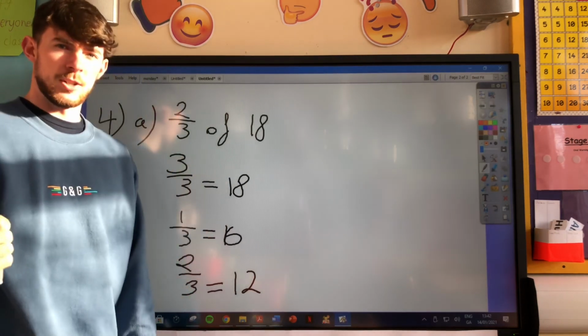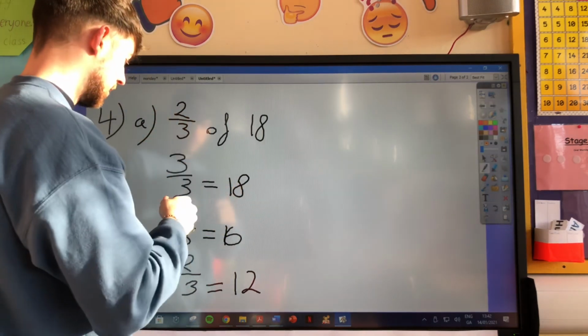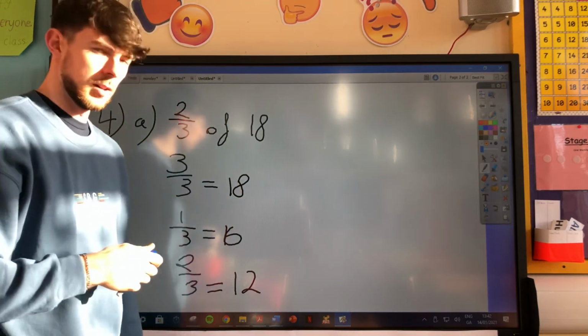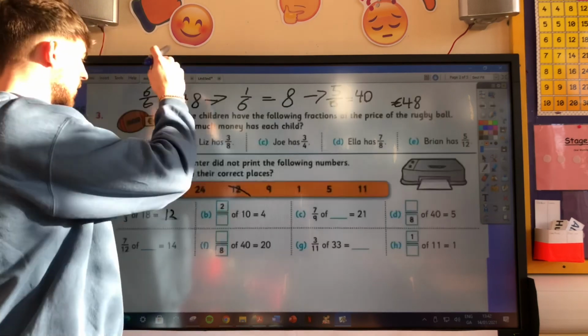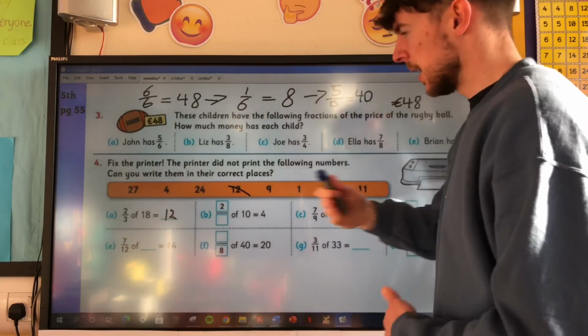I want you to take a picture and upload it to Class Dojo, and it'll be under this response. If you have any problems, contact me on Class Dojo. This should be pretty easy after the first few. Once you get into the rhythm of it, it's okay.